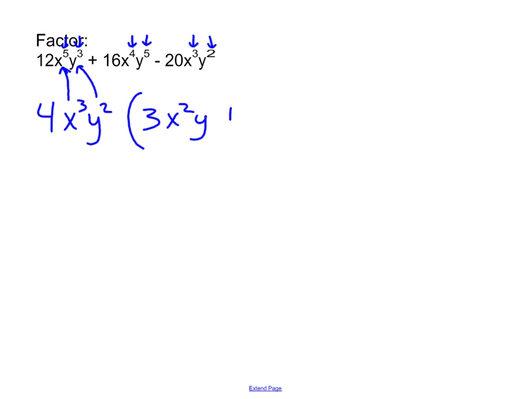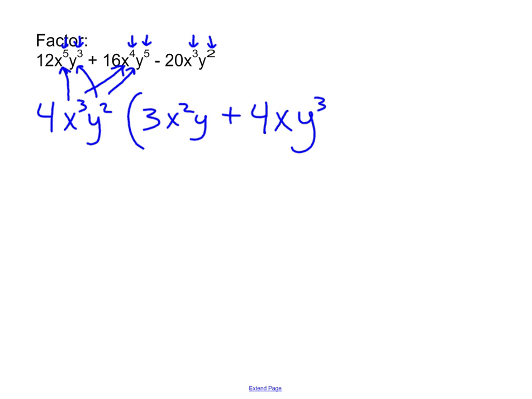My second term, 16 divided by 4 is a positive 4. Then I'm going to take 3 x's away from x to the fourth, and that leaves me with 1x. I'm going to take 2 y's away. That leaves me with 3 y's.